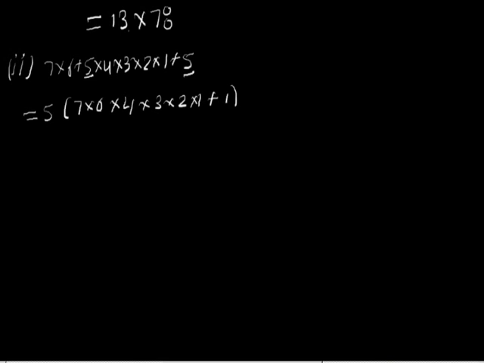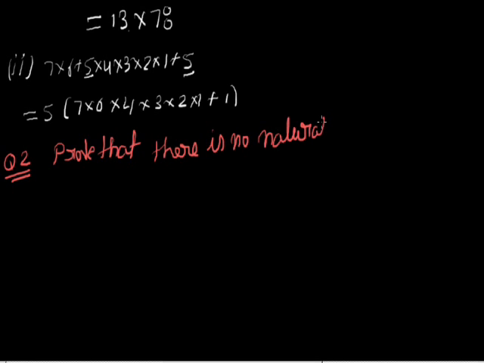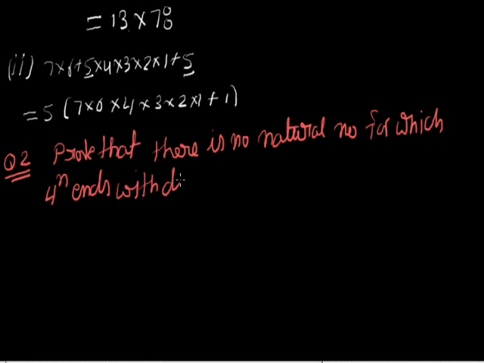Now let us solve one more question. That is our next question, the second question. Prove that there is no natural number for which 4 to the power n ends with the digit 0. What we have to prove is that there is no natural number for which 4 to the power n ends with 0. So let us come to the solution of this question.